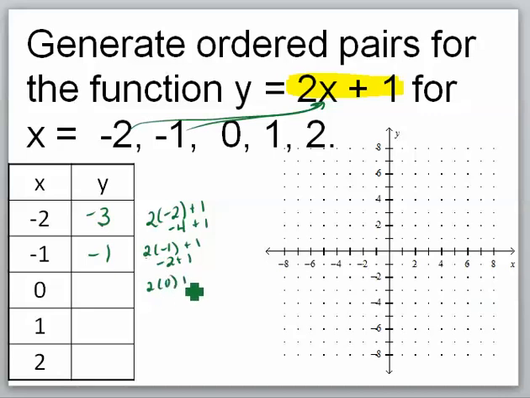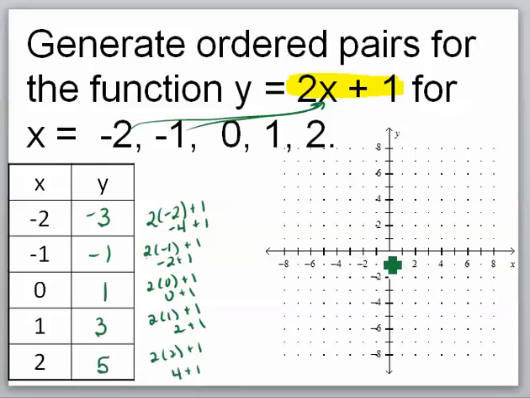Then I'll plug in 0. I have 0 plus 1, which is 1. Then I'm going to plug in 1. So I have 2 plus 1, which is 3. Then I'm going to plug in 2. And that's 4 plus 1, which is 5.